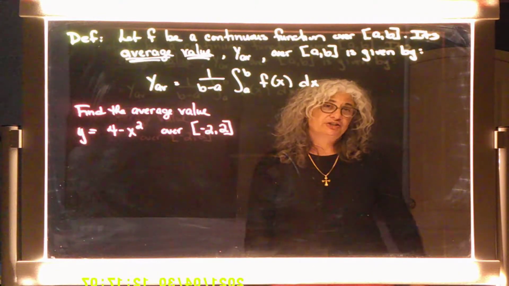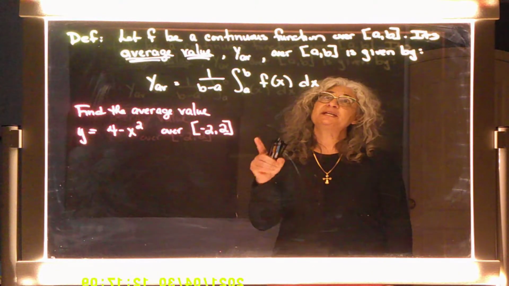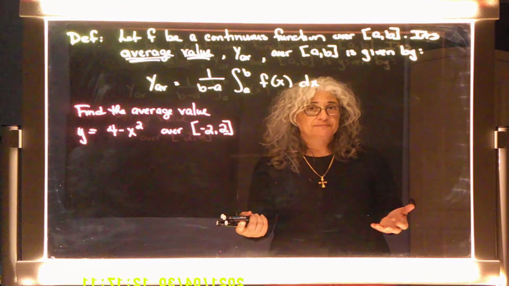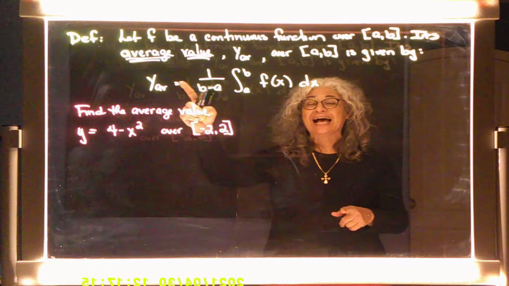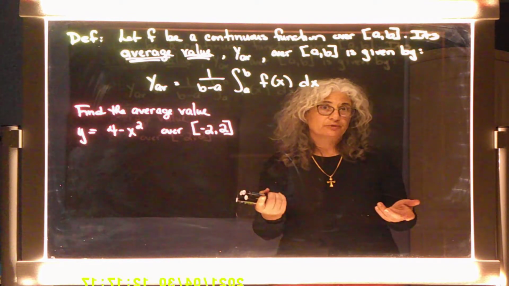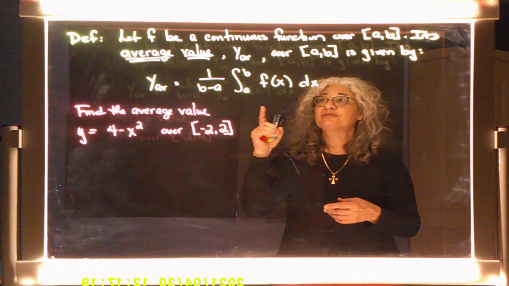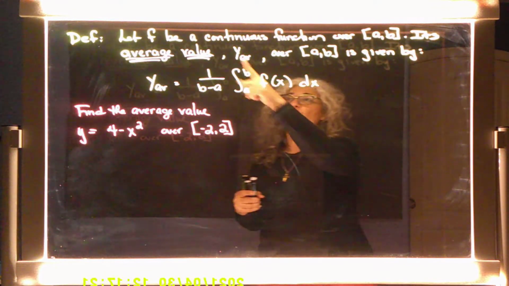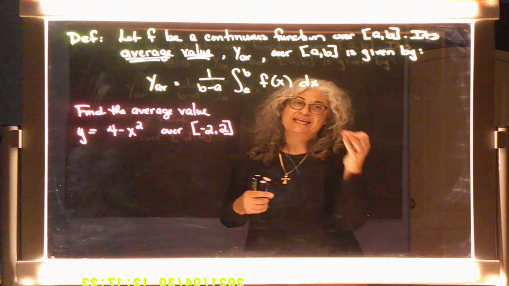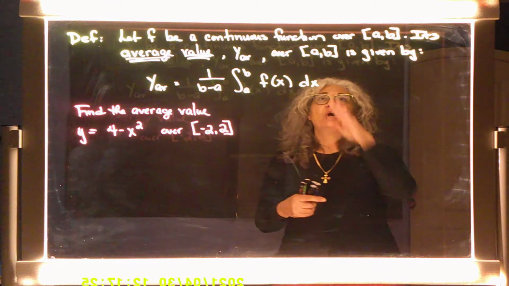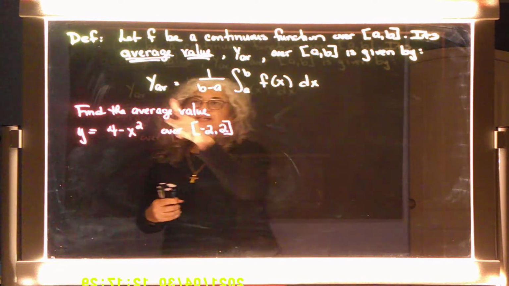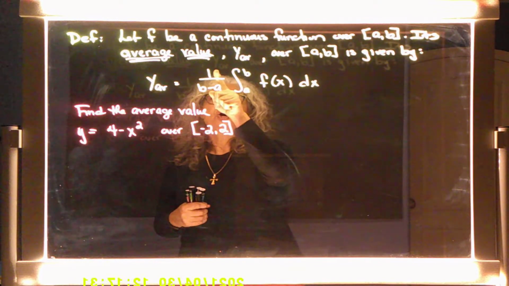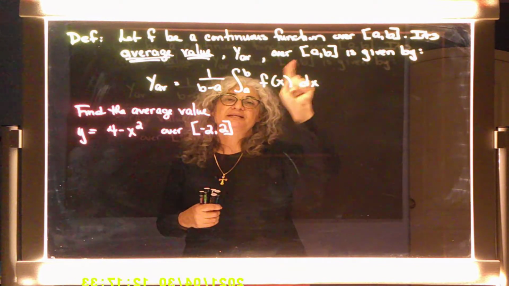Let's look at this definition. Let f be a continuous function over [a, b], and it's a closed interval, right? Because there's brackets. Its average value, that's what we're trying to define, is represented by f subscript av, for average value, over the interval [a, b], and is given by: to find the average value, you're going to take 1 over b minus a.